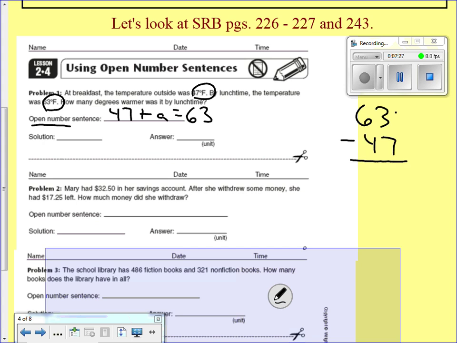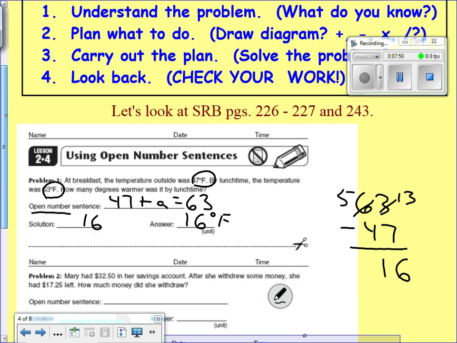Okay, I can't take 7 from 3, so this becomes a 13. This 6 becomes a 5. I'm going to go ahead and subtract. I have 16. My solution means my answer would be 16, and then we'll say degrees Fahrenheit. So you're right, once you try and solve the problem, you have to subtract. But when you're writing your number sentence, write it as how it's worded. So let's keep on going here.